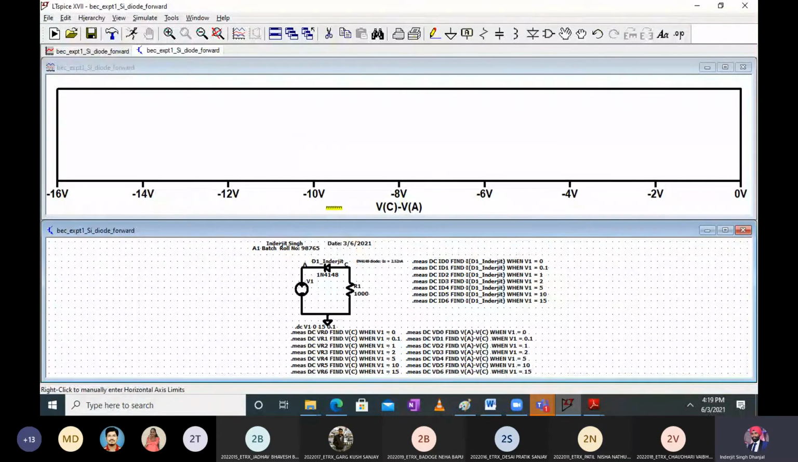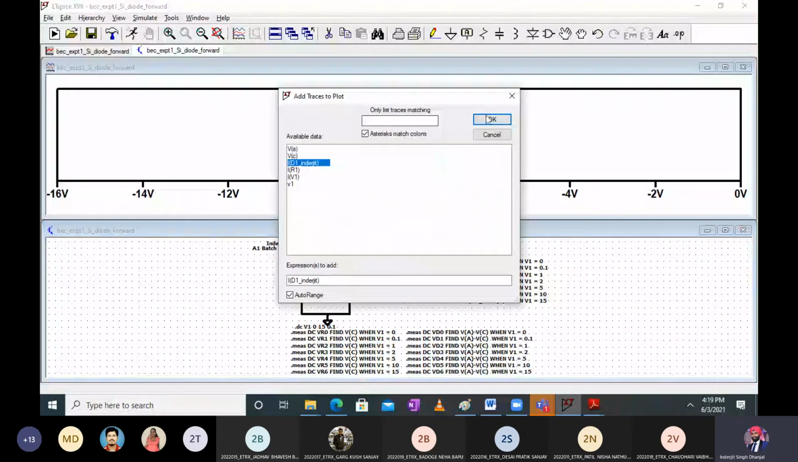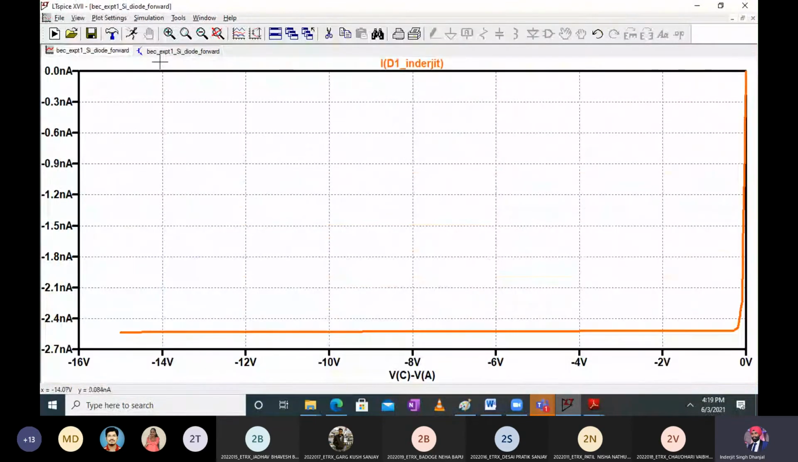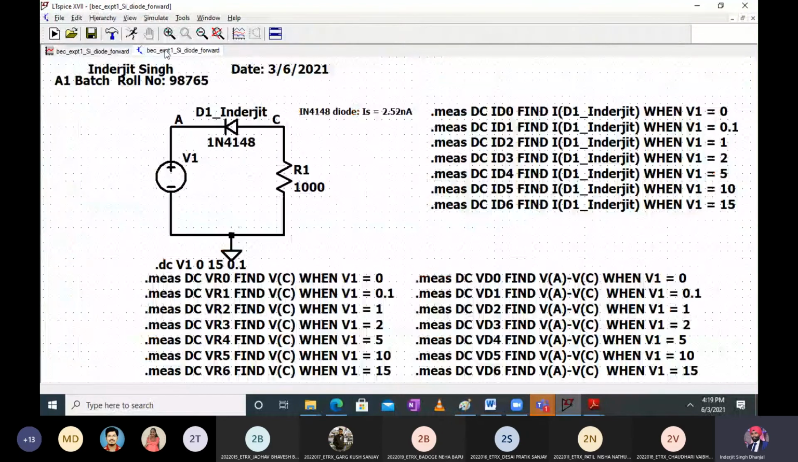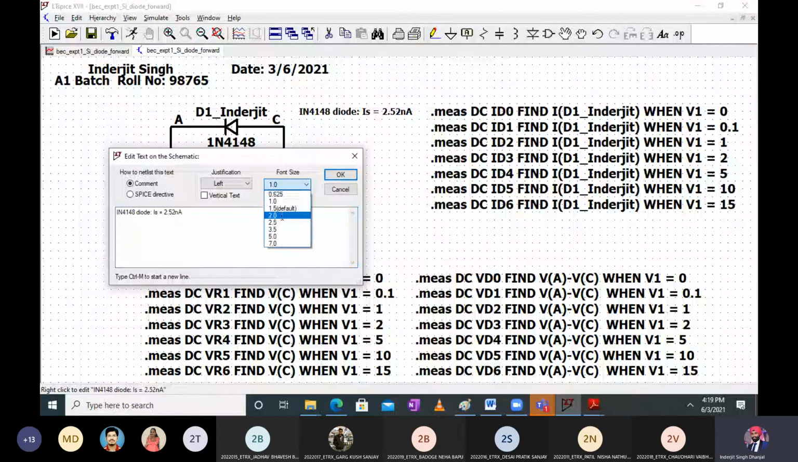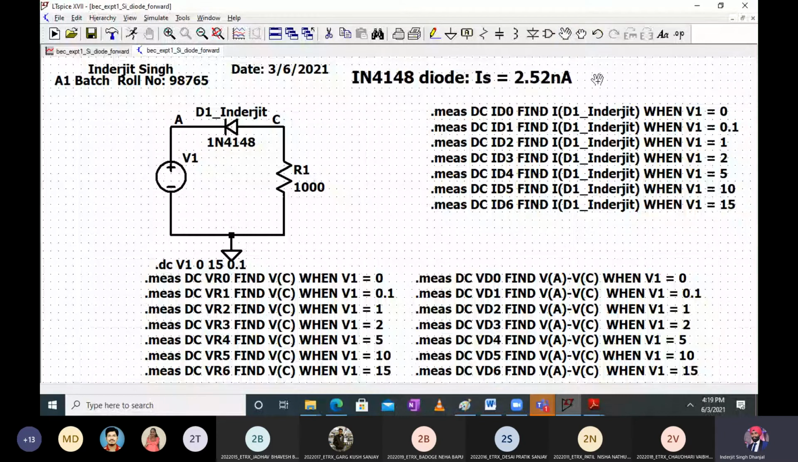And now I will plot the characteristics, ID. See, absolutely correct. It's coming. And what value did we note at the starting? How much was the value of the reverse current? It is written here, right? Here it is. In the diode model, how much reverse current is given? 2.52 nanoamperes. Correct? And see how much we are getting in the graph.